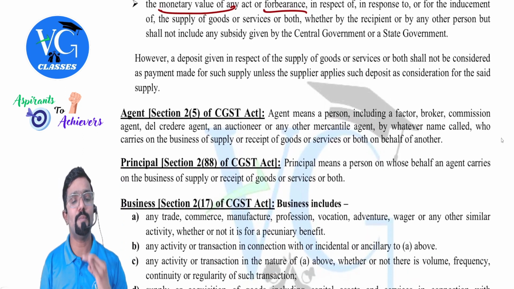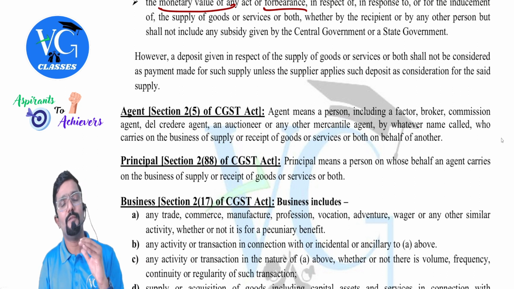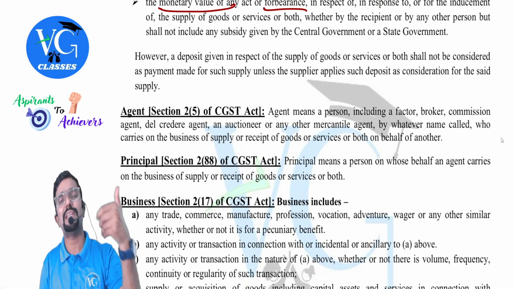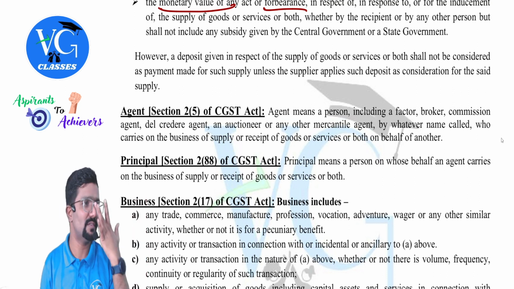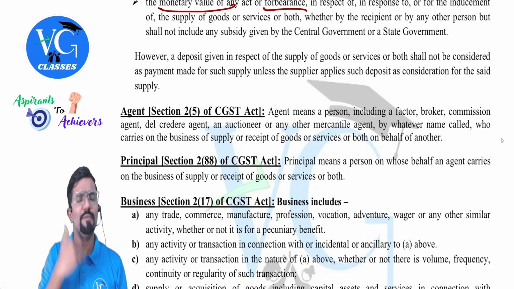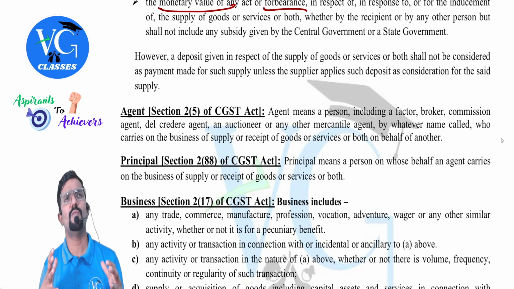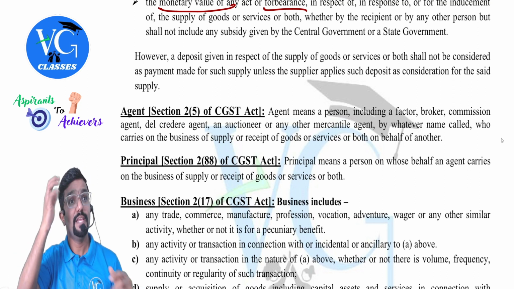However, a deposit given in respect of supply of goods or services or both shall not be considered as payment made for such supply unless the supplier applies such deposit as consideration for the said supply. Sir, what is it? Now assume Vishwas asked me, sir, please supply 1 lakh kgs of goods for me. I told Vishwas I can do it provided you give me some advance. How can I trust after sending goods if you run away? So I asked, please give me some advance. So he deposited, assume 2 lakh with me, telling, Vikas sir, you start supplying from next month.